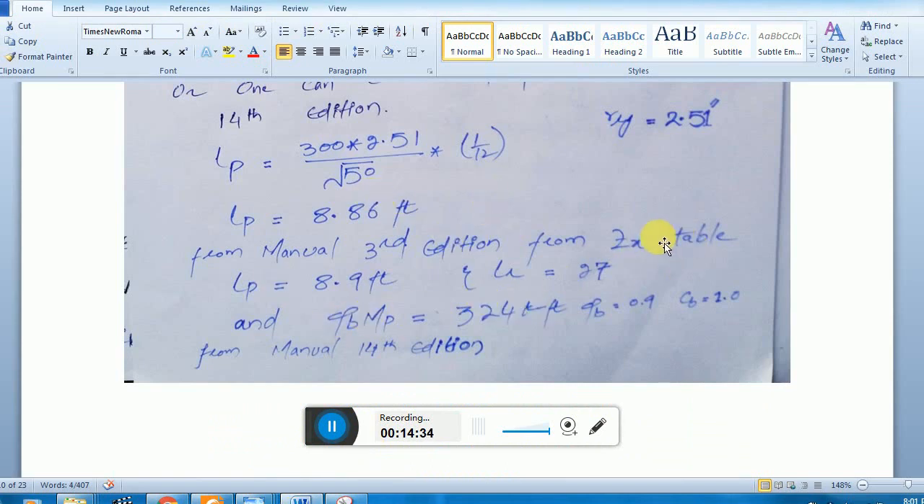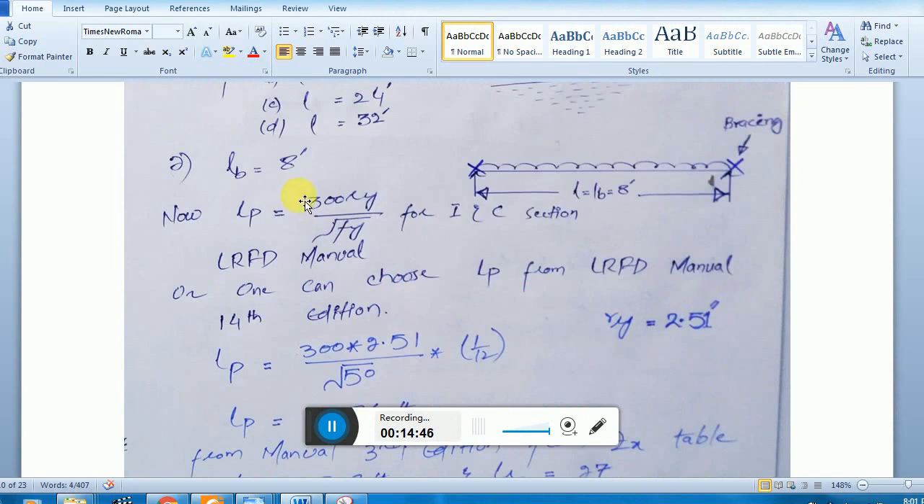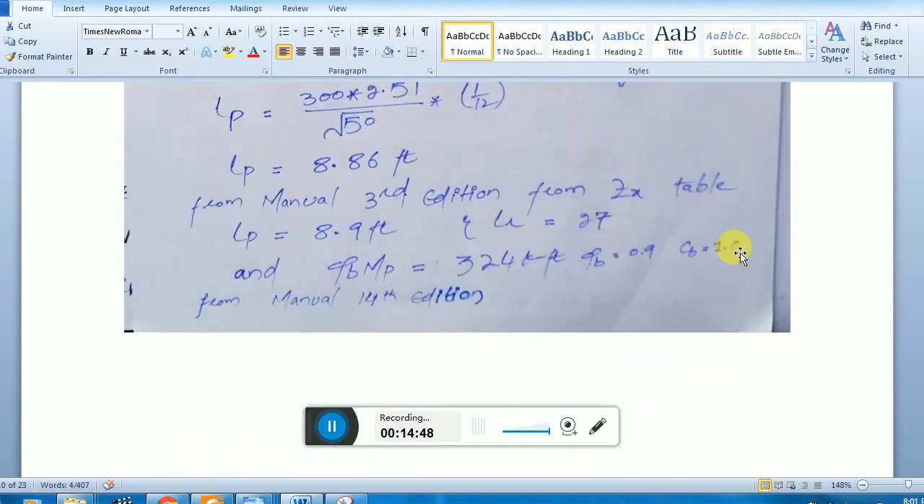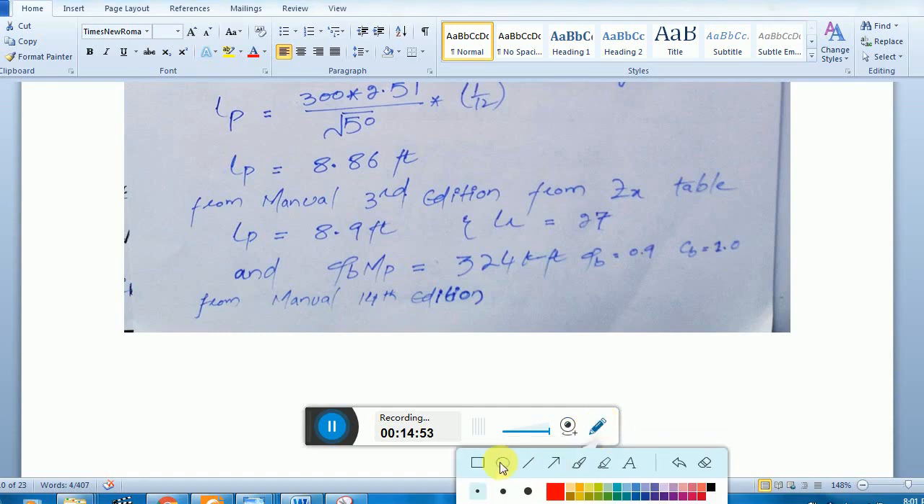Now phi b Mp is 324 kip-feet, phi b is 0.9, and Cb is equal to 1.0, because remember we are in zone 1, so we can't use 1.14. Remember, this is an important point. We can't use that value which we have here. We have to use this one, not that one.